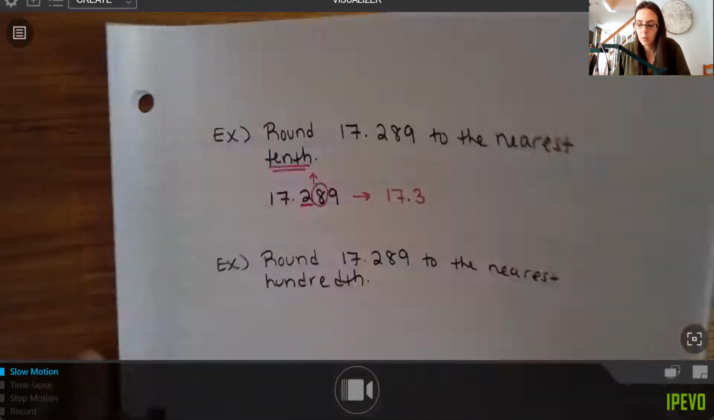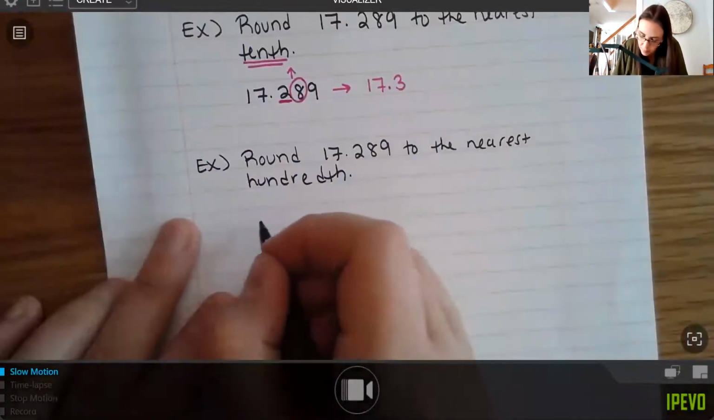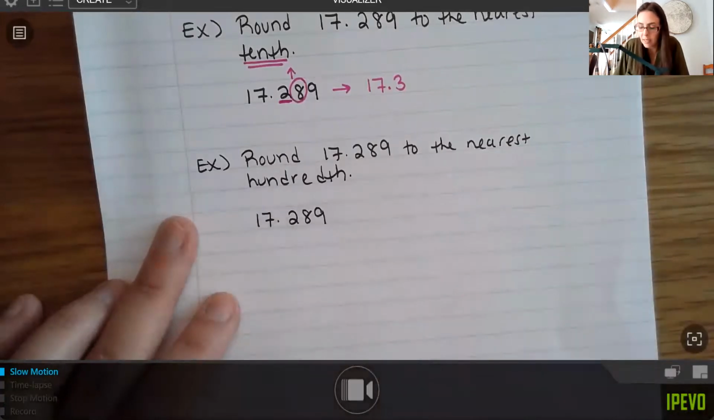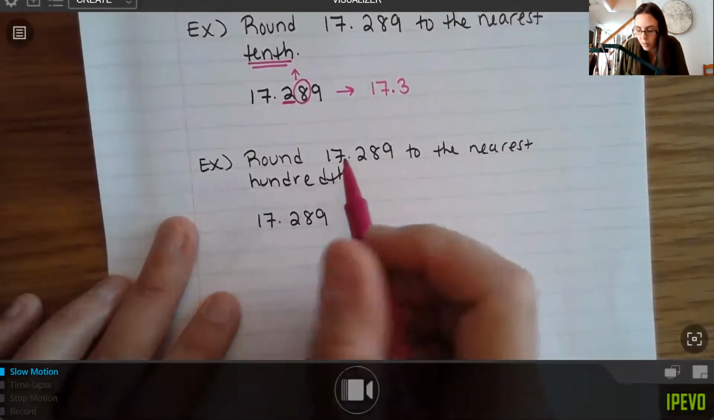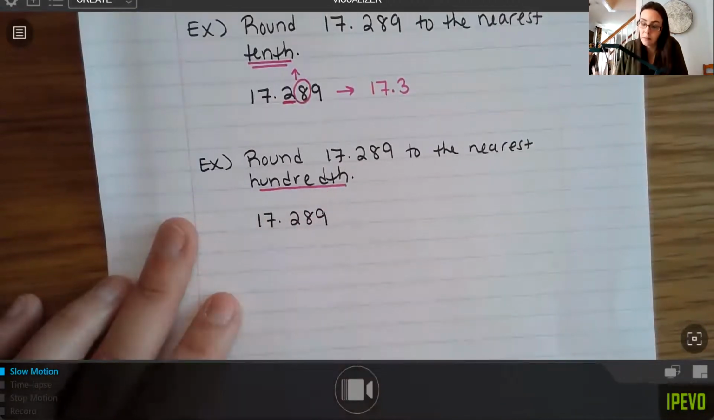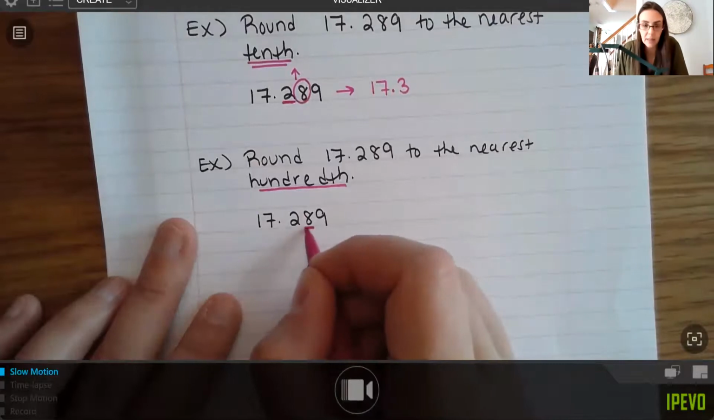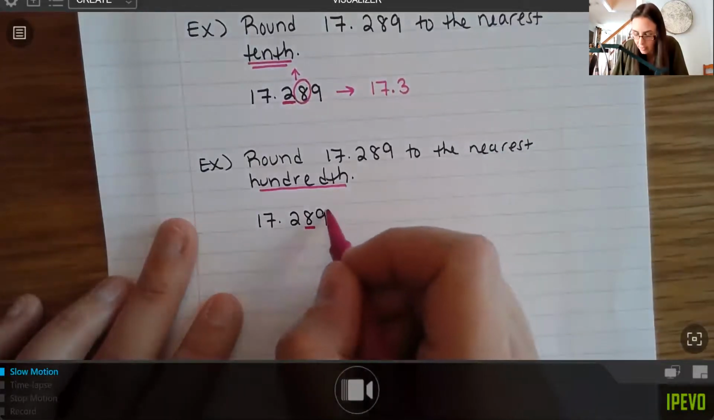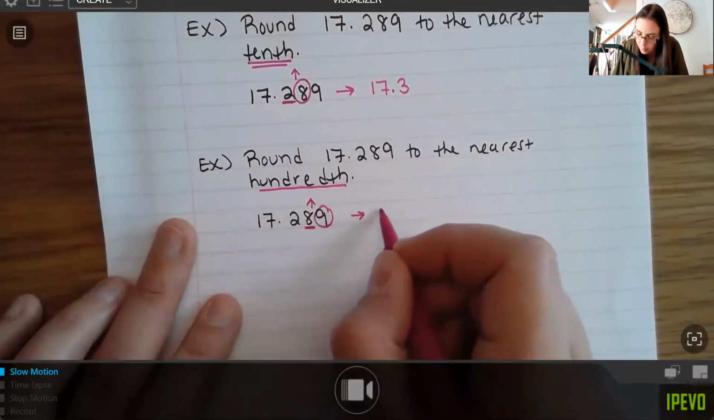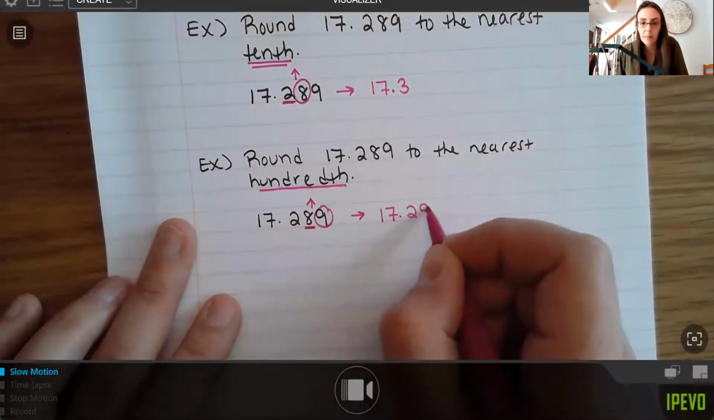We're going to round to the nearest hundredth this time using the same number, 17 and 289 thousandths. Again, notice that TH at the end, so I know I'm rounding to a position after the decimal point. And the hundredths is 2 spots in. So the hundredth position would be the 8. I look at the 9, that also happens to be big, so it's going to bump that 8 up. And I get 17.29.